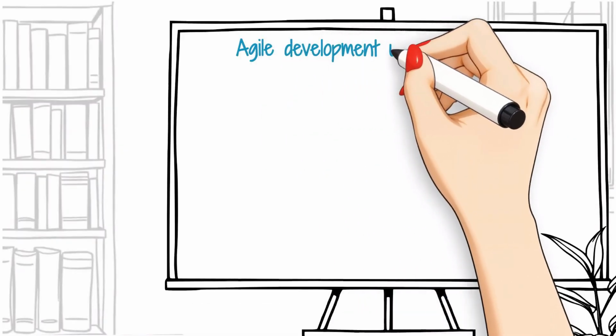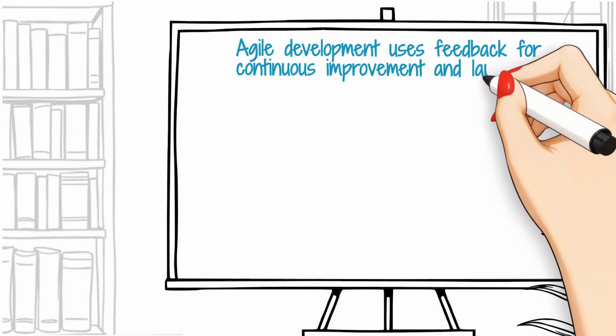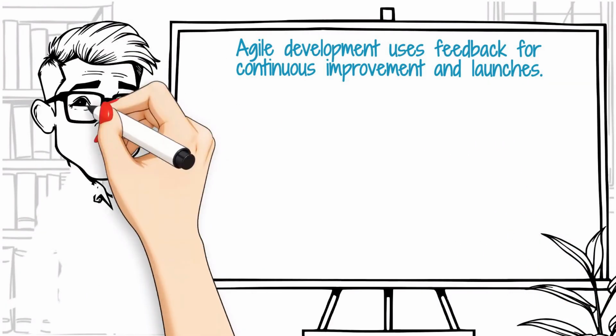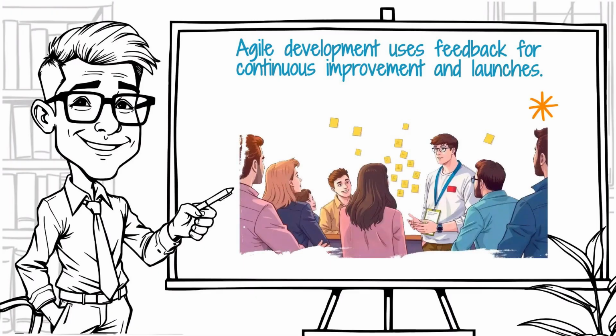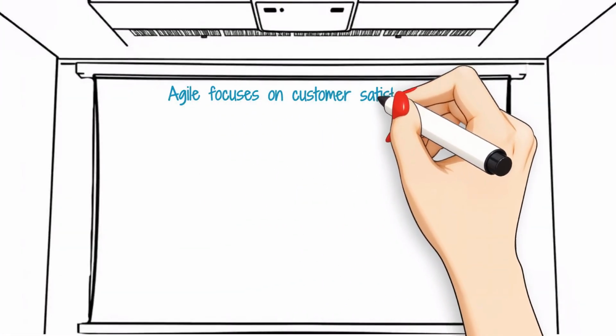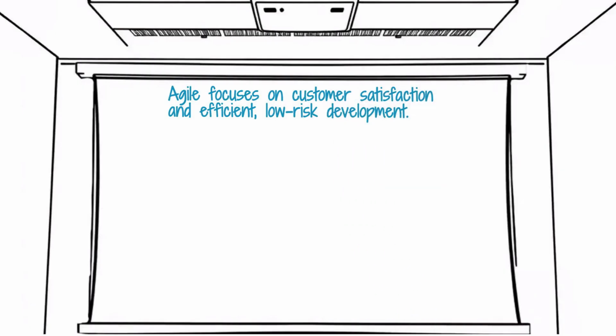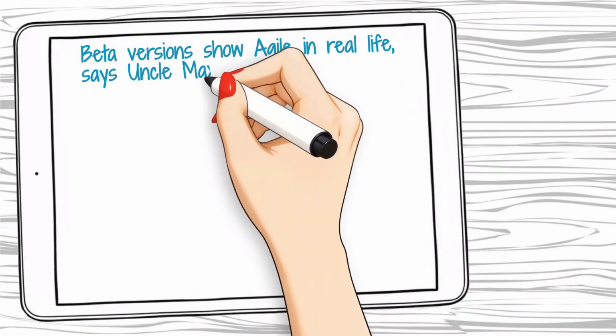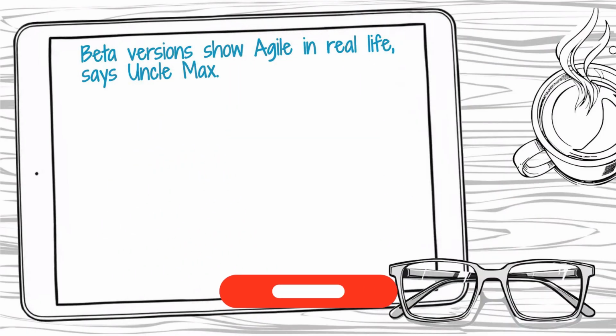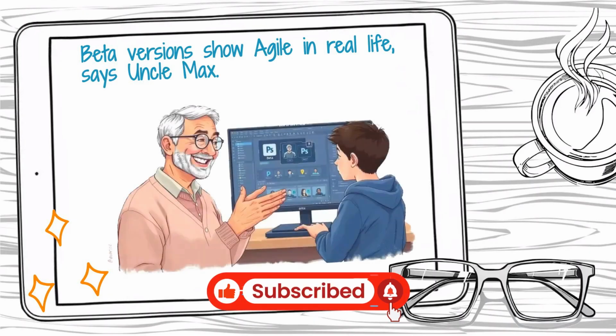How is Agile developed? Using the Agile lifecycle. First, the product is introduced in a real environment to gather feedback from clients and stakeholders. After improvements, it is officially launched. Agile focuses on customer satisfaction, efficient use of resources, and eliminating unnecessary risks. Uncle Max added, "Beta versions like Adobe Photoshop or Illustrator are classic examples of Agile. Real users test early features and help shape the final product."